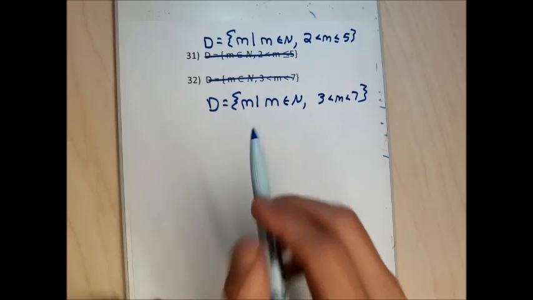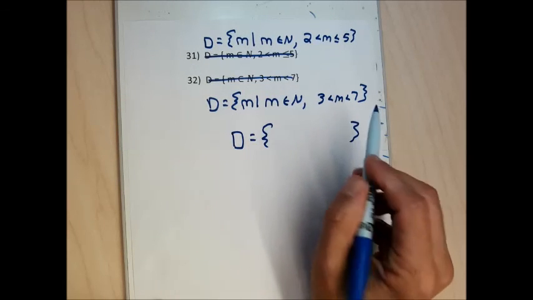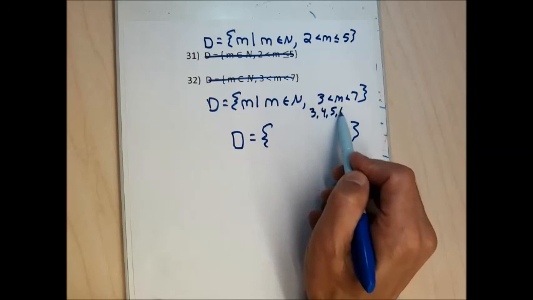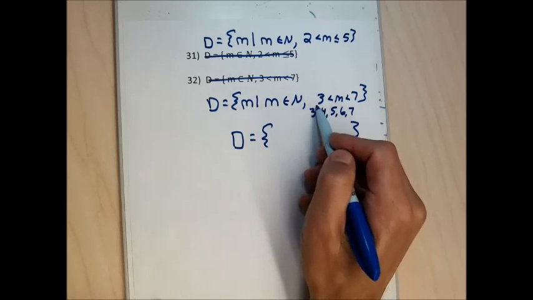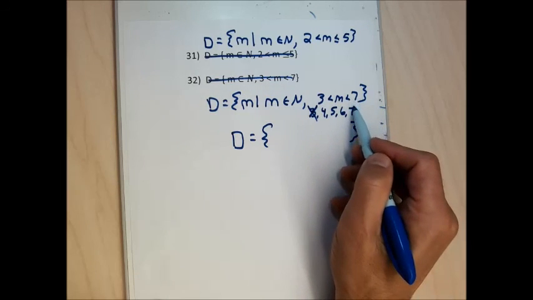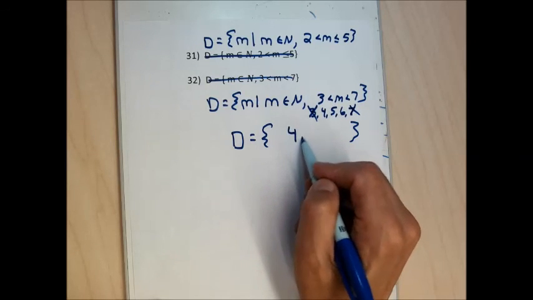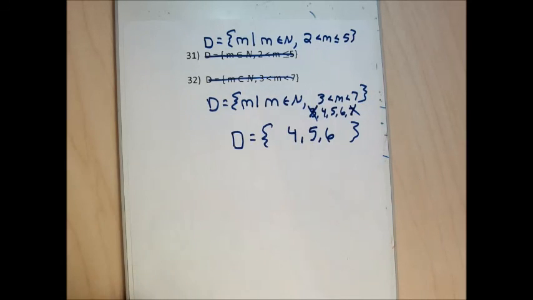So when I go to write these in roster form for 32, I'm going to write D equals the natural numbers between 3 and 7 are 3, 4, 5, 6, and 7. Because the 3 doesn't have an or equal to, I don't count it. Because the 7 inequality doesn't have an or equal to, I don't count it. My set D is just going to be the numbers 4, 5, and 6. When you go to do your 31, it's going to be real similar. You just have to decide which of the natural numbers between 2 and 5 you're including.